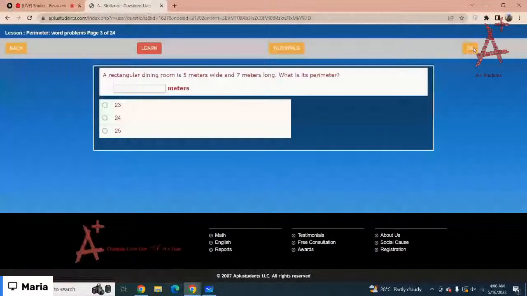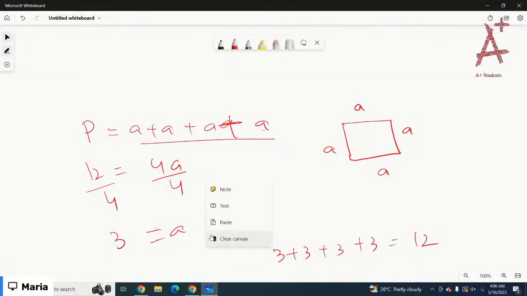A rectangular dining room is 5 meters wide and 7 meters long. What is its perimeter? It's a rectangular shape. The rectangle has opposite sides equal in length. Got it? So it would be 7 meters long and 5 meters wide.